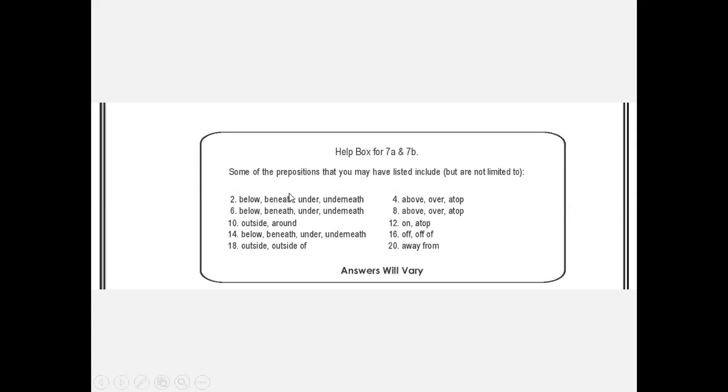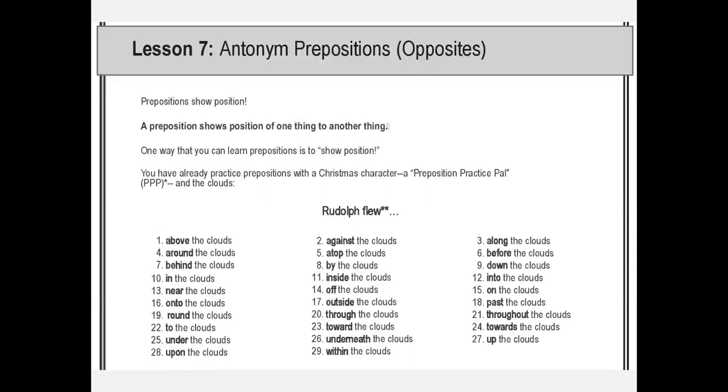So these are all antonyms for each other: below, beneath, under, underneath, above, over, atop, outside, outside of, off, off of, below, beneath, underneath. And these are antonyms for this particular list, right? For these 30 that they're practicing with verbally. So this is verbal practice with their character with you.